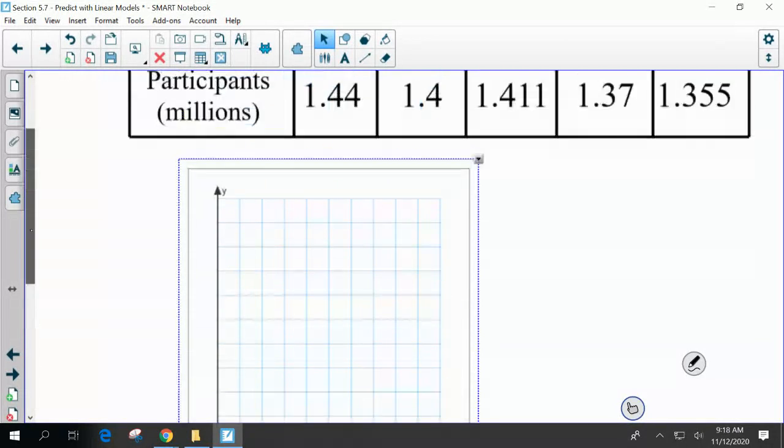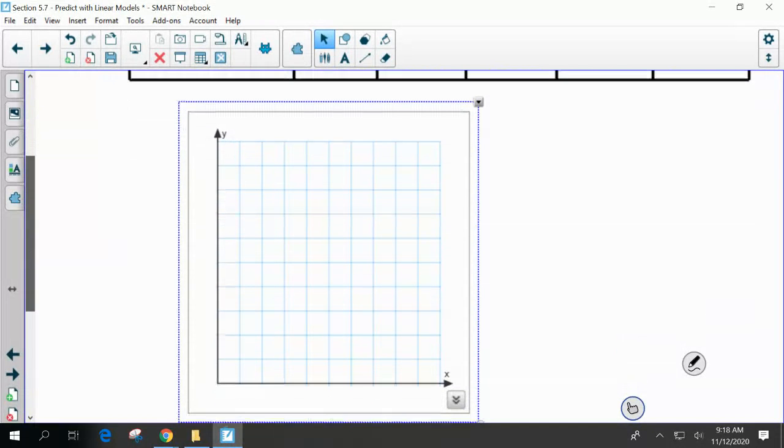Okay, I guess that's going to stay there. All right, so 1997 is 0. So I'm going to plot the point 0, 1.44 as best as I can. And then you're going to go from there. So like 1, 1.4. And these are all going to look like they're right beside each other.